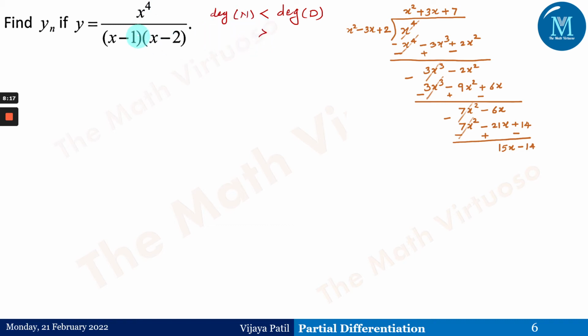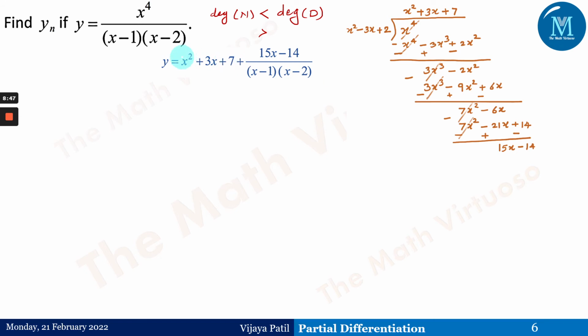In the present case, we have to do the actual division. While doing the actual division, we have to take x minus 1 times x minus 2 as x square minus 3x plus 2, and we are dividing 2x to the power 4 by it. This is a simple long division. We have done it here, and we have got the quotient as x square plus 3x plus 7, and the remainder as 15x minus 14.